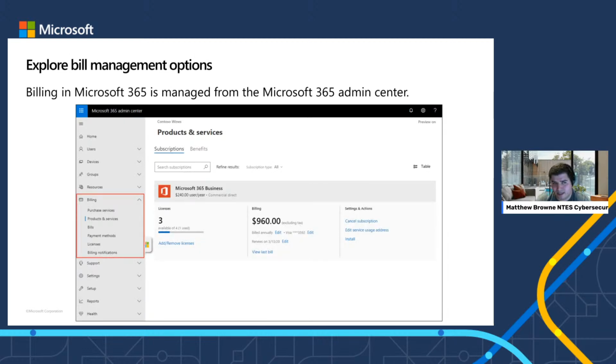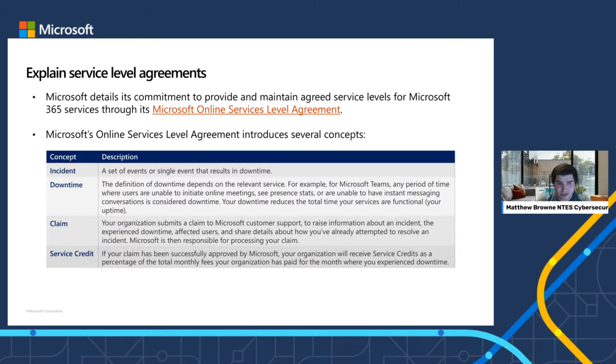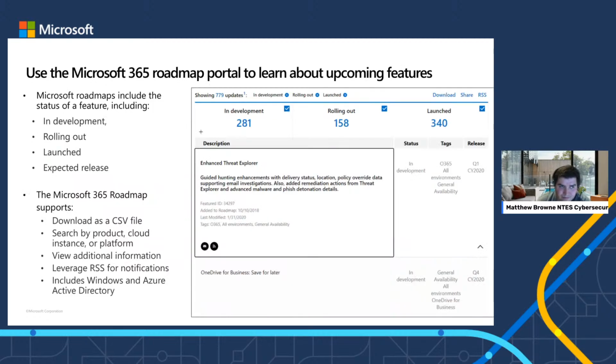Billing is looked at in the admin center. It's on the left-hand side under purchase services. You look at that for all your invoices and stuff. If it's been handled by your CSP or your IT partner, you may not see this, and it's usually direct with them. So you have all the different SLAs, service level agreements, as Frank spoke about earlier. It defines the incident, the downtime, the claim, and the service credit. So Microsoft guarantees a certain SLA, and if they don't meet that, you are guaranteed to get service credit, and you can log your case with them, and they'll usually deal with it.